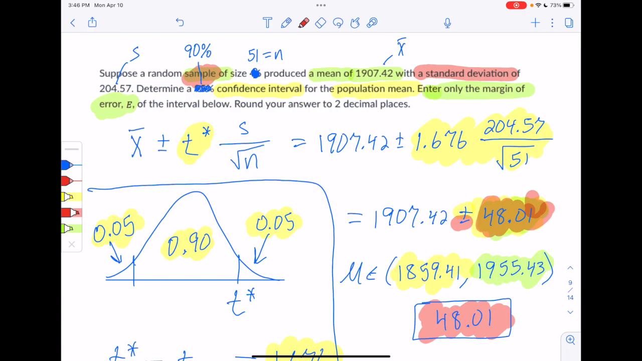Again, things that can go wrong: forgetting to split the leftover 10% into 0.05 on each side. You can avoid that error by making sure you add all 3 of these numbers and make sure you get a total of 1. If we have 2 decimals right there, then we need 2 decimals right here on our margin of error. Make sure that those decimals on the X bar match the decimals on the margin of error.